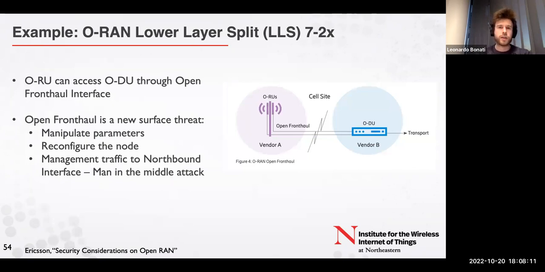And as an example, I was mentioning the orange split, which is the 7-2 split. In this case, we have the RU that can access the DU through the open fronthaul interface. And this open fronthaul interface that allows the communication between the DU and the RU is also prone, if we're not careful, to some new threats. So we have some challenges where there can be parameter manipulation, for instance, manipulation of parameters that the DU sends to the RU, or some threats that concern the reconfiguration of the nodes by malicious actors, but also the management of the traffic from the northbound interfaces, the ones that are connected to our elements, to perform what is commonly known as a man-in-the-middle attack, where we have somebody in between your interface that is actually behaving in a malicious way.